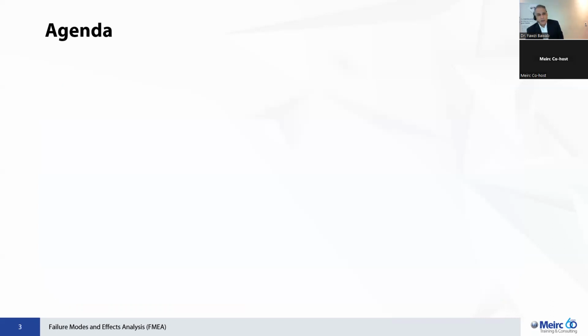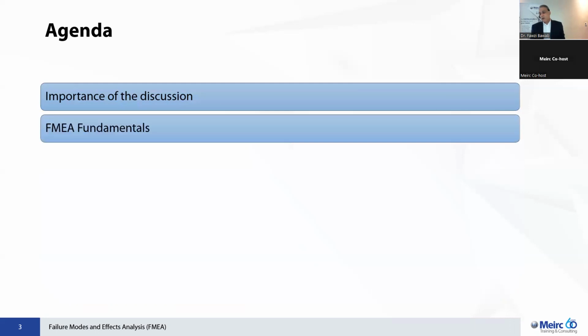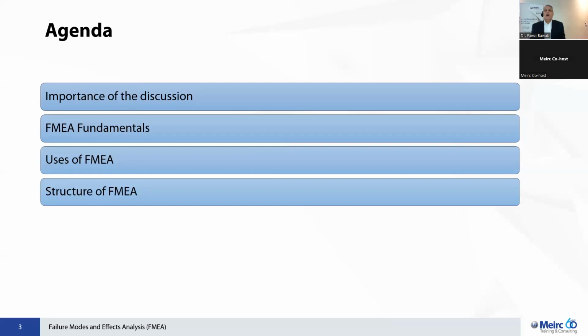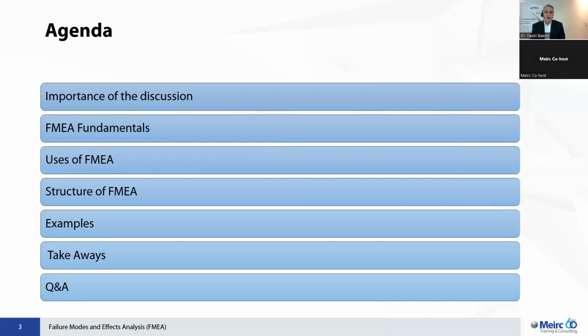To get us started, just a quick review of the topics that we have planned for you today. We'll start with explaining the importance of the discussion and why we are attempting to understand the concept of the FMEA and its implications on quality and operational excellence. We will talk about the history of the FMEA, and then we'll engage into the uses and benefits, and of course, how we build an FMEA using the internationally accepted structure. We will take a couple of examples, and then we will share with you some takeaways and then take questions if you have any at the end.